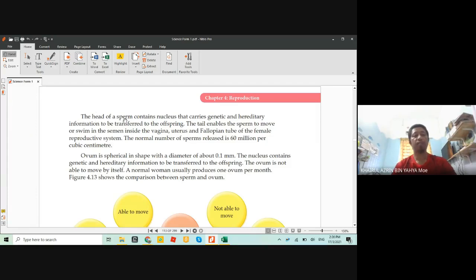So the head of a sperm contains a nucleus that carries genetic and hereditary information to be transferred to the offspring. The tail enables the sperm to move or swim in the semen inside the vagina, uterus, and fallopian tube of the female reproductive system. The normal number of sperms released is 60 million per cubic centimeter. Ovum is spherical in shape with a diameter of about 0.1 millimeter. Its nucleus contains genetic and hereditary information to be transferred to the offspring. The ovum is not able to move by itself. A normal woman usually produces one ovum per month. Figure 4.13 shows the comparison between sperm and ovum.